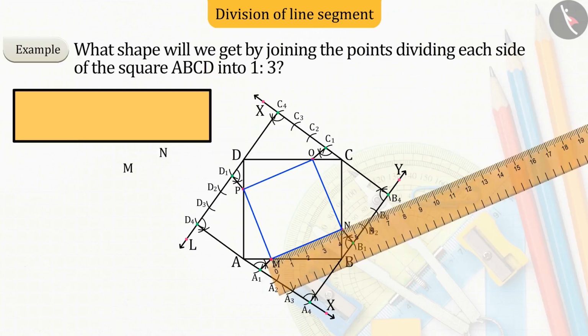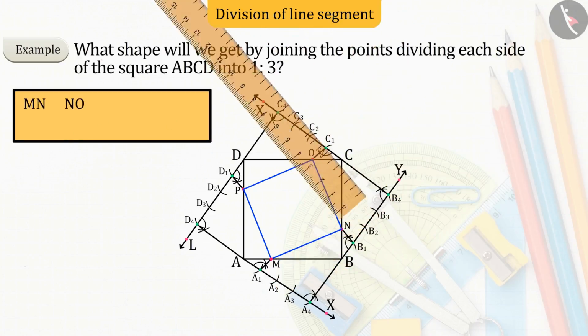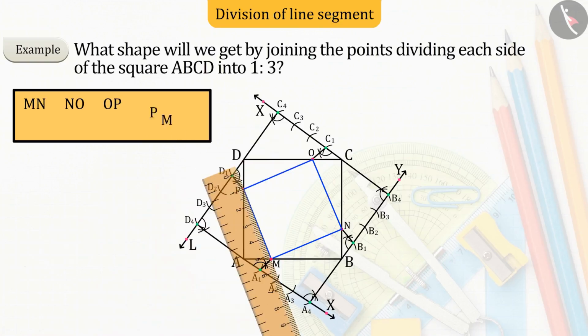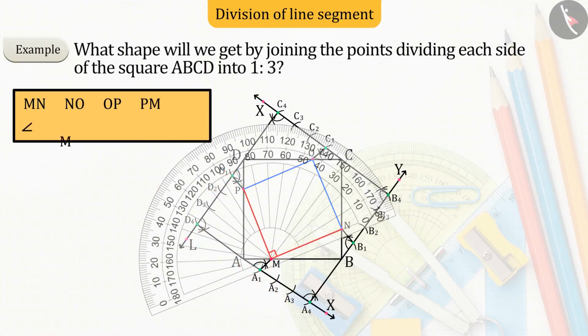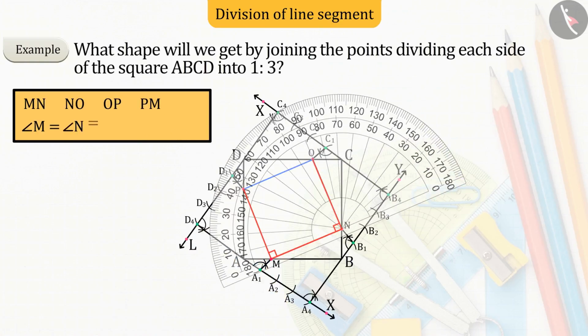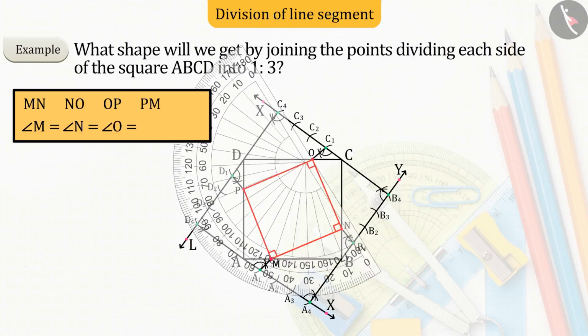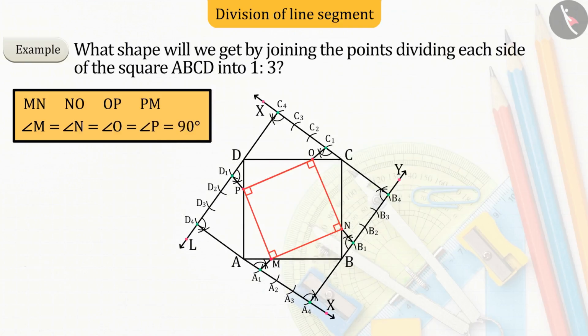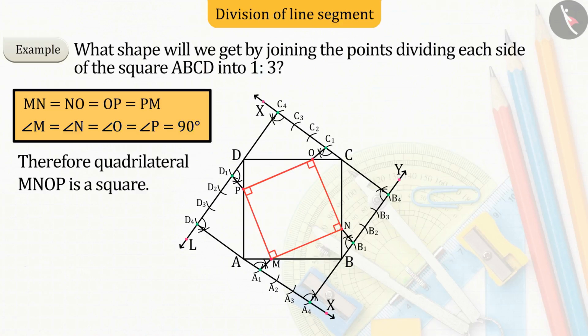Now, can you name this quadrilateral? If we use the scale with the sides of this quadrilateral and measure all angles with the help of a protractor, we find that all the sides of this quadrilateral are equal and all angles measure 90 degrees. Hence, quadrilateral MNOP formed here is a square.